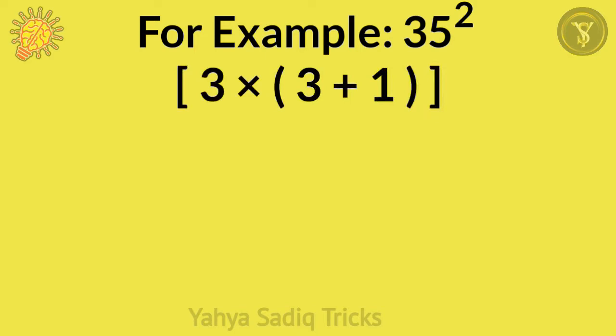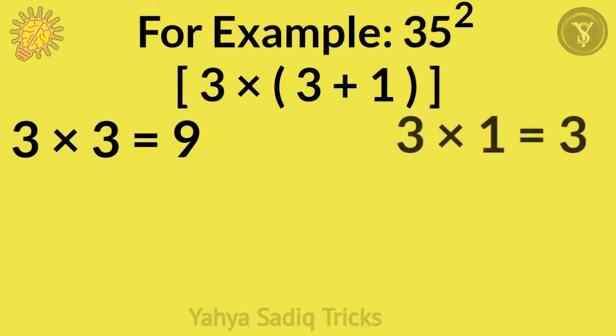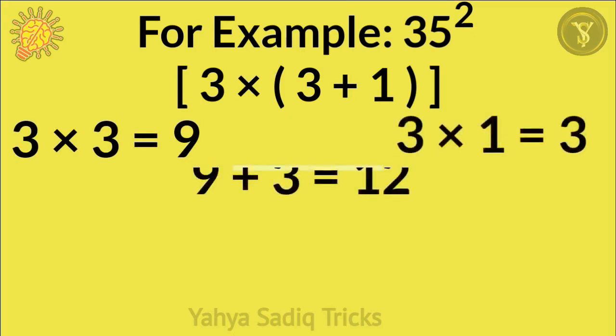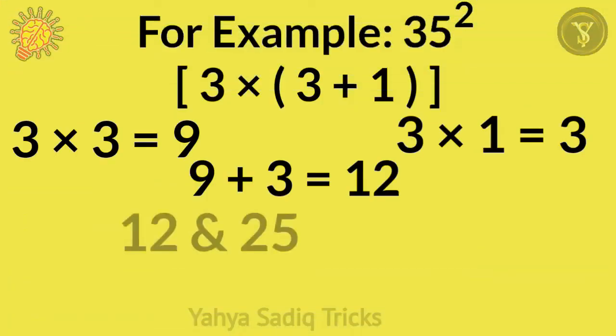So 3 will be multiplied by the whole bracket. So 3 times 3 is 9 and 3 times 1 is 3. So 9 plus 3 is 12. So step number 2 is put a 25 at the end of 12. So 12 and 25. We put a 25 at the end of 12.